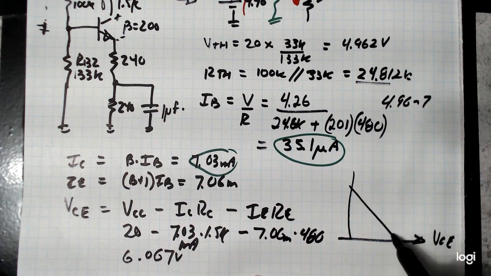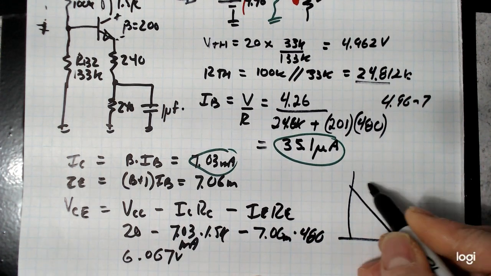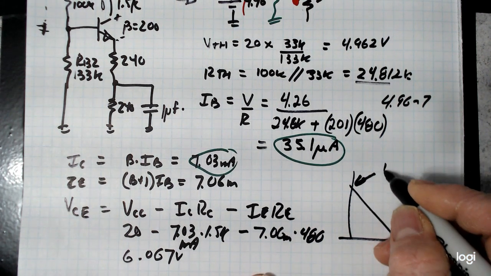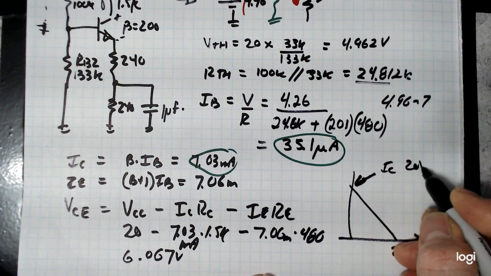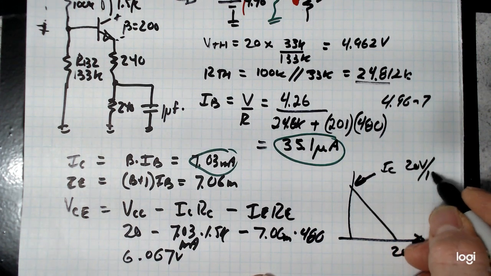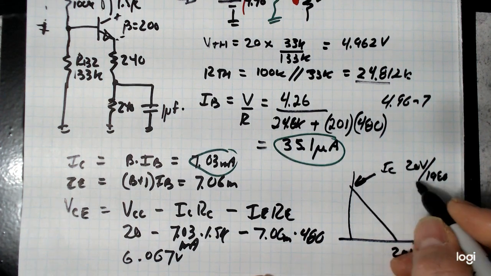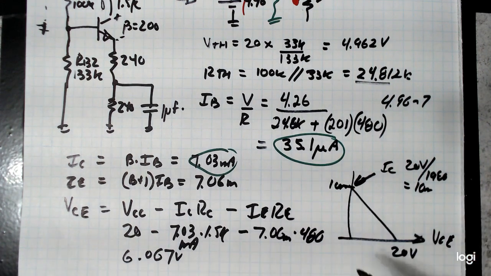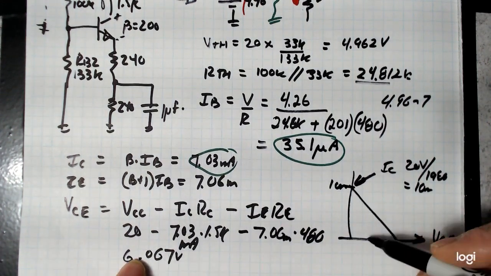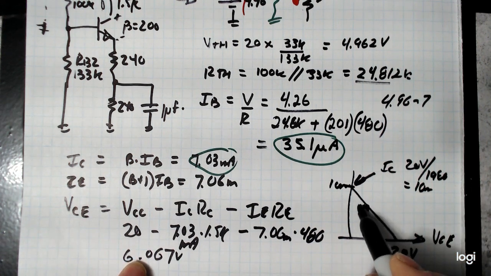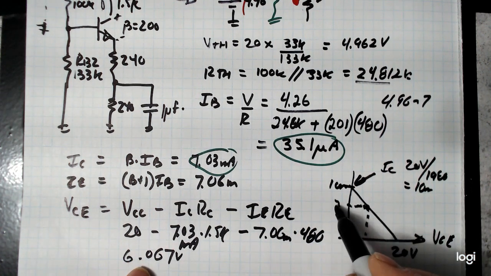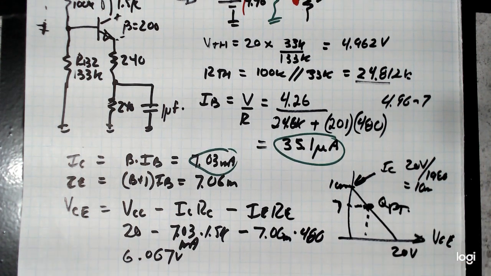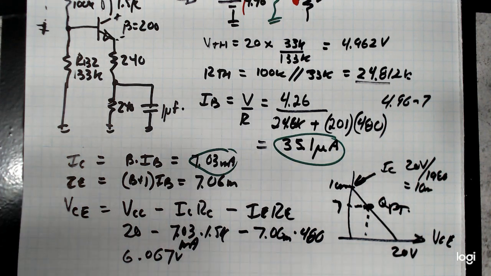Let's draw our load line between 20 volts, that's the cutoff voltage. VCE off, IC sat would be 20 volts over 1980. That's about 10 milliamps. The operating point is 6 volts, someplace about there, and 7 milliamps, about 70% of the way up. There's our Q point. We're operating someplace in the middle of the load line. We're ready to amplify a signal.